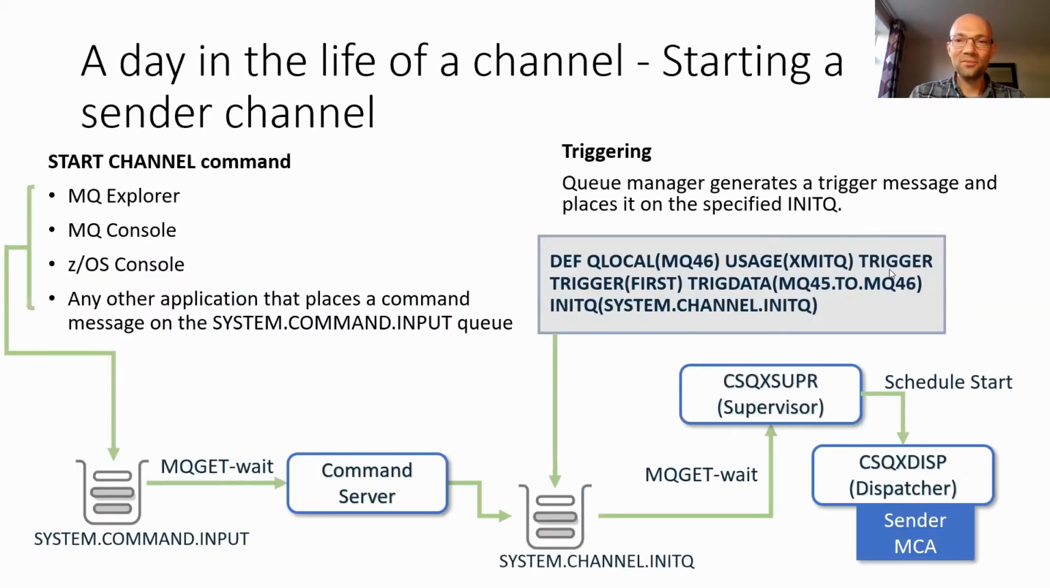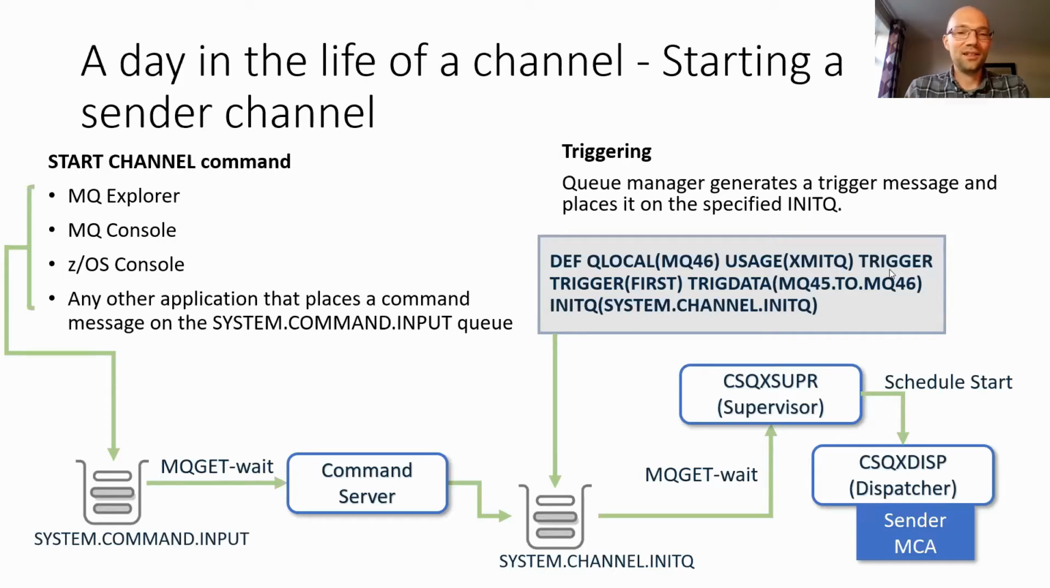So it might be interesting to look at a little bit of the life of a channel. So consider how a sender channel gets started, for example. There's two ways that can happen. So first is that a start channel command can be issued, and that can be issued from several places. It can be from the console, it can be the MQ Explorer, or these days the MQ Web Console. All those methods of issuing the command eventually end up with a command being put to the system command input queue. And that'll be a command telling the queue manager that you've issued the start channel command.